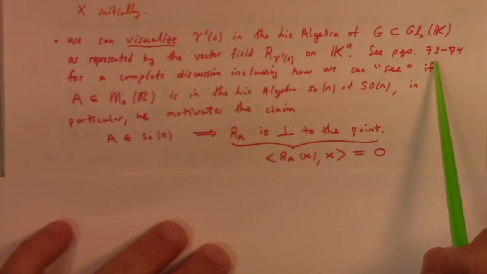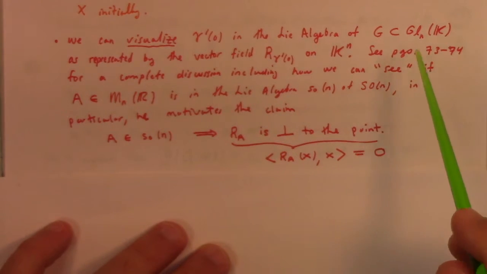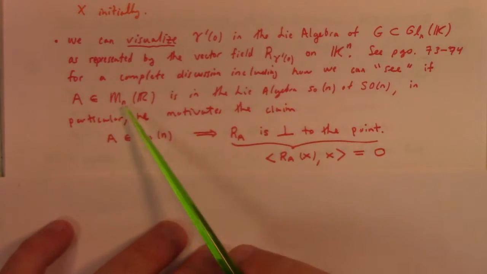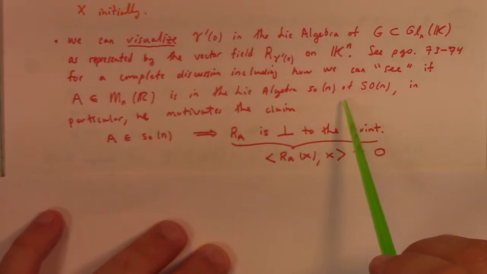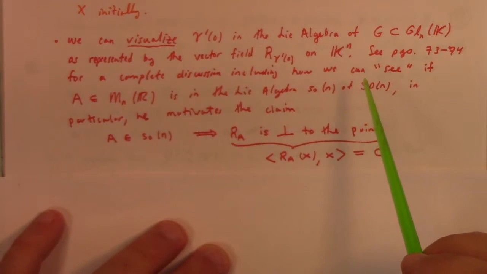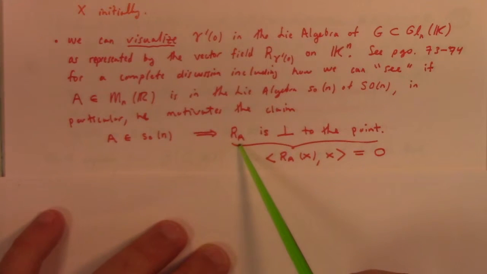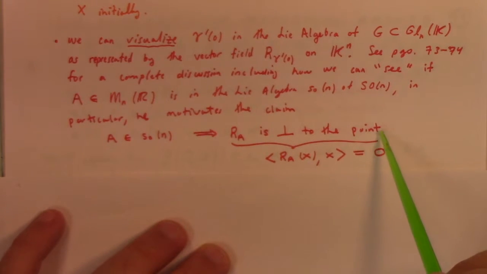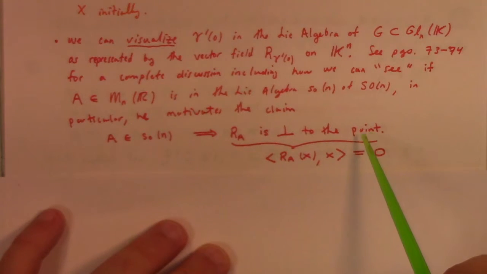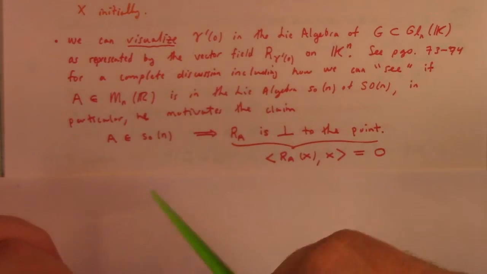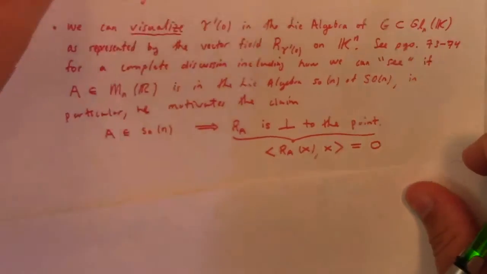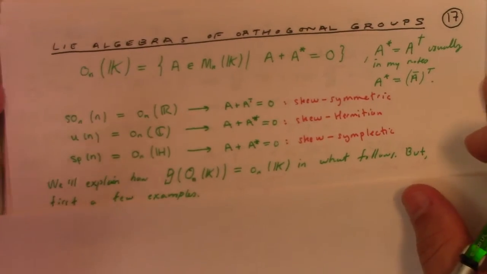So, like I said, pages 73, 74 give a better discussion, including how you can see that for an n by n real matrix in the Lie algebra little SON of big SON, the vector field Ra is perpendicular to the point. In other words, it's kind of like a rotation around the origin. Well, let me move along here. I could say more, but it probably wouldn't make more sense.